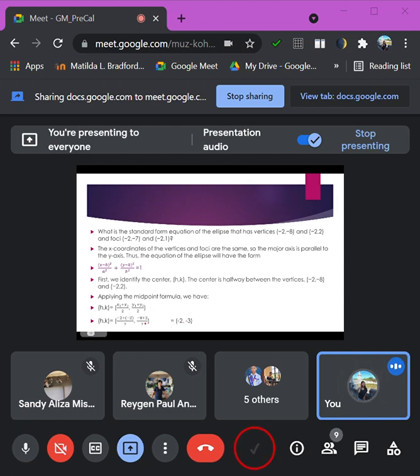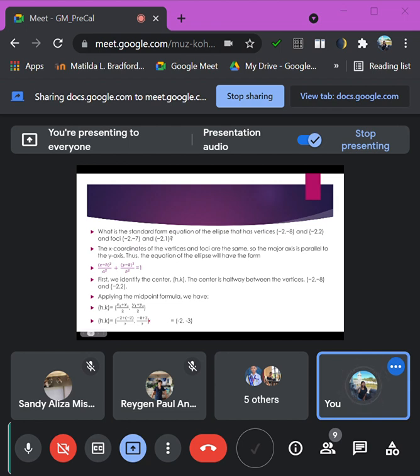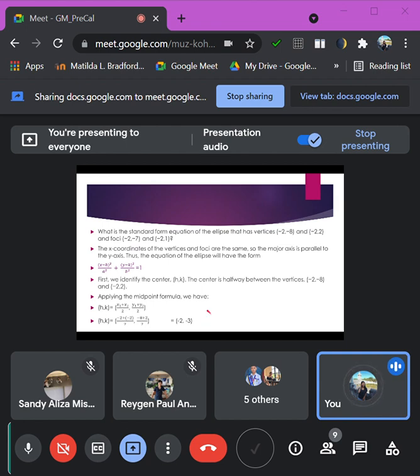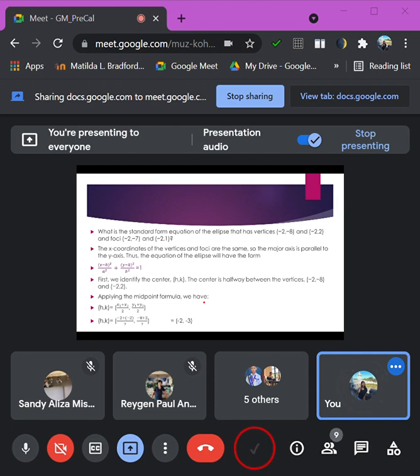And then for y, negative 8 plus 2, that is negative 6. Negative 6 divided by 2, that is negative 3. So meaning to say, our center is at negative 2, negative 3. So we have already gotten our center, class. So we are done with our step 2.